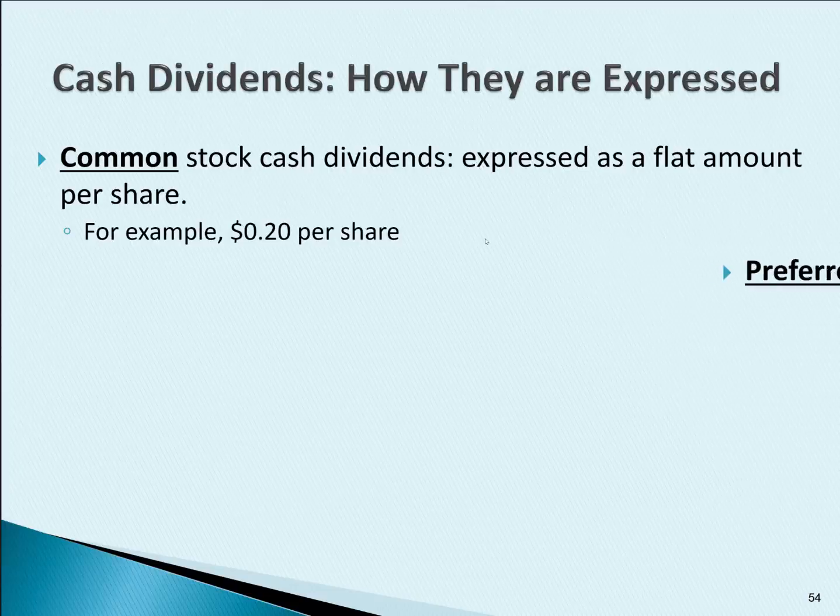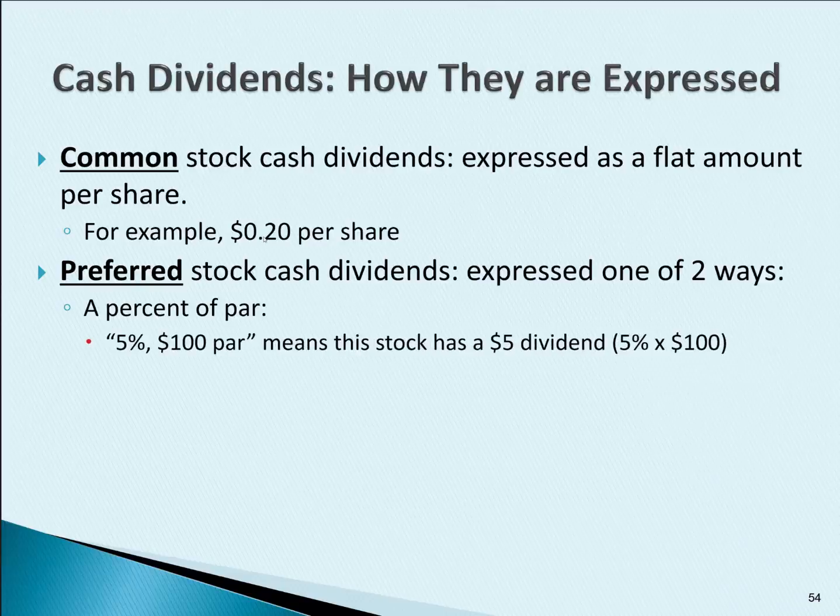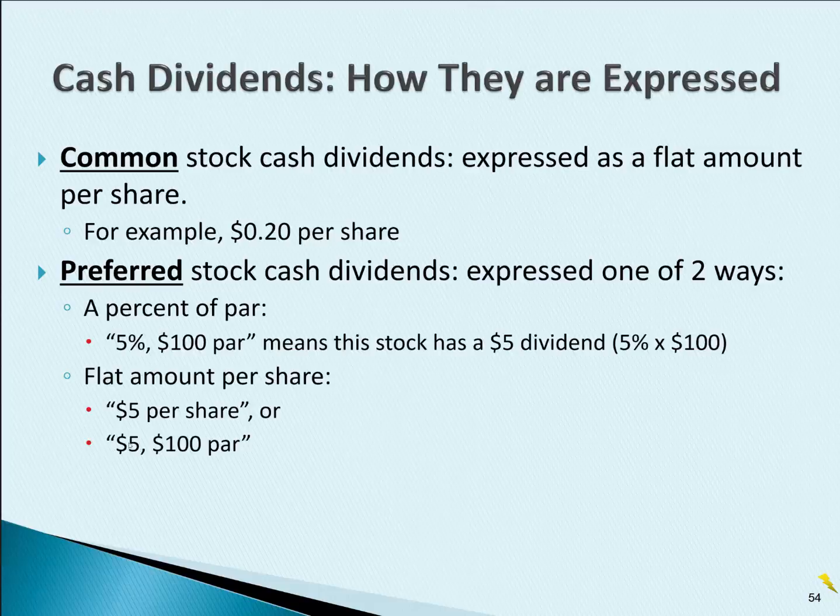Now, for preferred stock, it gets a little bit more complicated. Dividends are expressed in one of two ways. It can be expressed as a percent of par. For example, it's not going to say 20 cents per share. It might say 5%, $100 par. What that means is that the stock has a $5 dividend. How do I calculate the $5? It's the $100 par times 5%. So it could be stated as 5%, $100 par. So that's the dividend for preferred stock. But they could also just give it a flat amount per share. For example, it could say $5 per share, or it could say $5, $100 par. Now, this $5 means it's a $5 dividend.